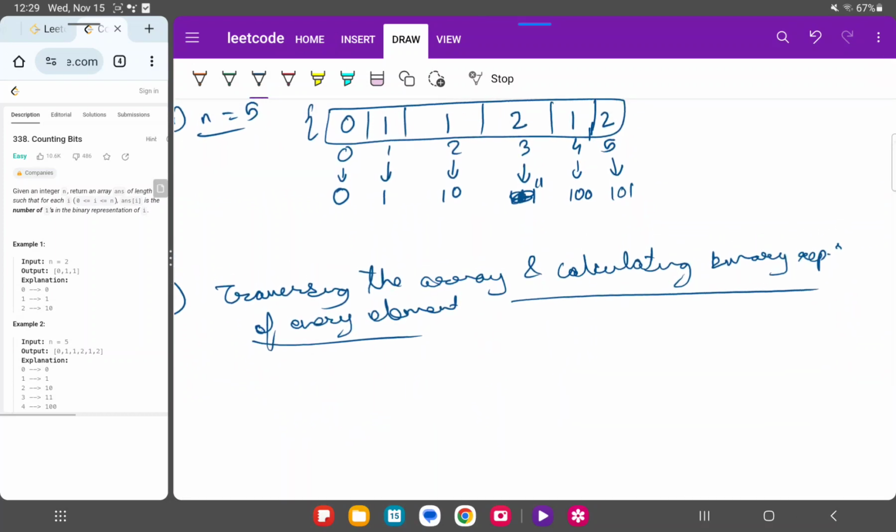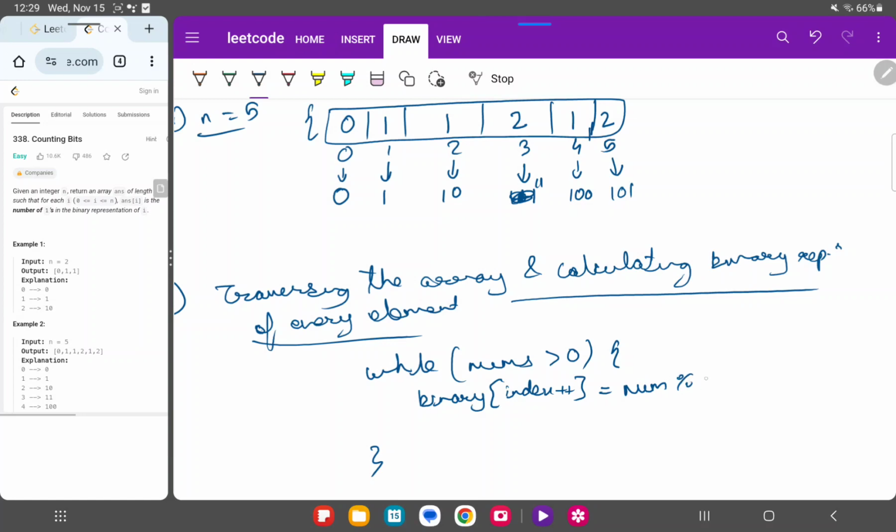So basically go over all the array in a for loop, and for every element, let's say the element is num. As long as num is greater than 0, we create a temp array, let's say a binary array, whose index we keep incrementing, index plus plus after every iteration. This is basically to hold the binary representation of it. So binary[index] equals num percentage 2, and num is equal to num divided by 2. This is essentially setting the bit.